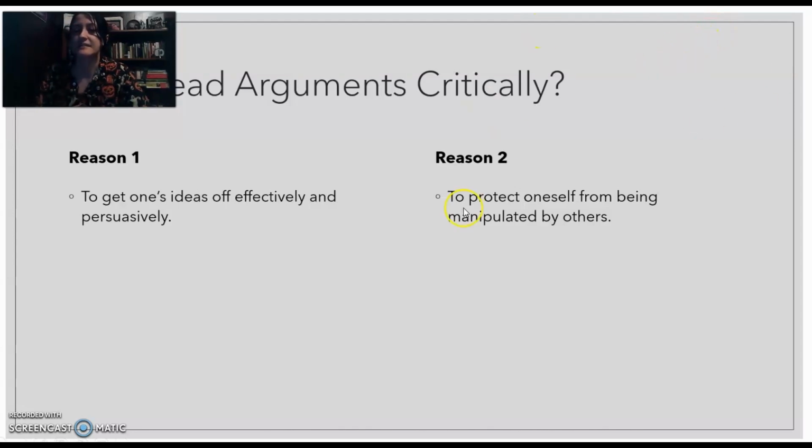The next reason is it protects you from being manipulated by others. We live not only in a digital age, but an age of much misinformation or disinformation. And so, if you can't think critically about arguments the way other people use them, and the way you yourself use them, then you're going to be manipulated by people who have a better grasp of it. So, if you don't think for yourself, somebody else is going to think for you. So, these are our two reasons. You need to be able to effectively get your ideas across because it's an important life skill. And number two, it protects you from being manipulated by people who would want to trick you or harm you with their use of rhetoric.